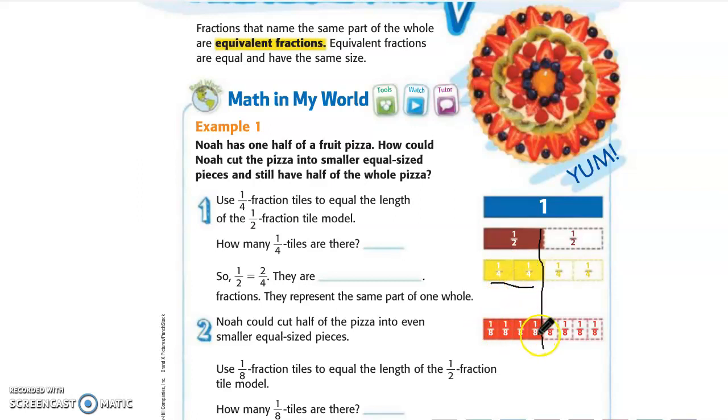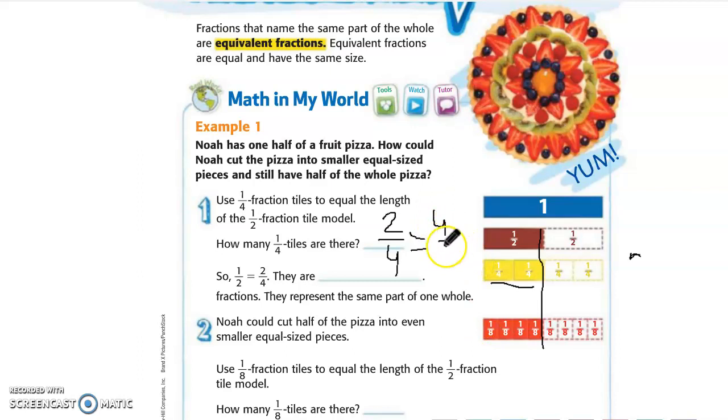And then if you look down here, look at how many eighths I have. 1, 2, 3, 4. 4 eighths is the same size as 2 fourths. So I can say 2 fourths, maybe I can write it too. Okay, we're going to write it over here. 2 fourths is equivalent or equal to 4 eighths.